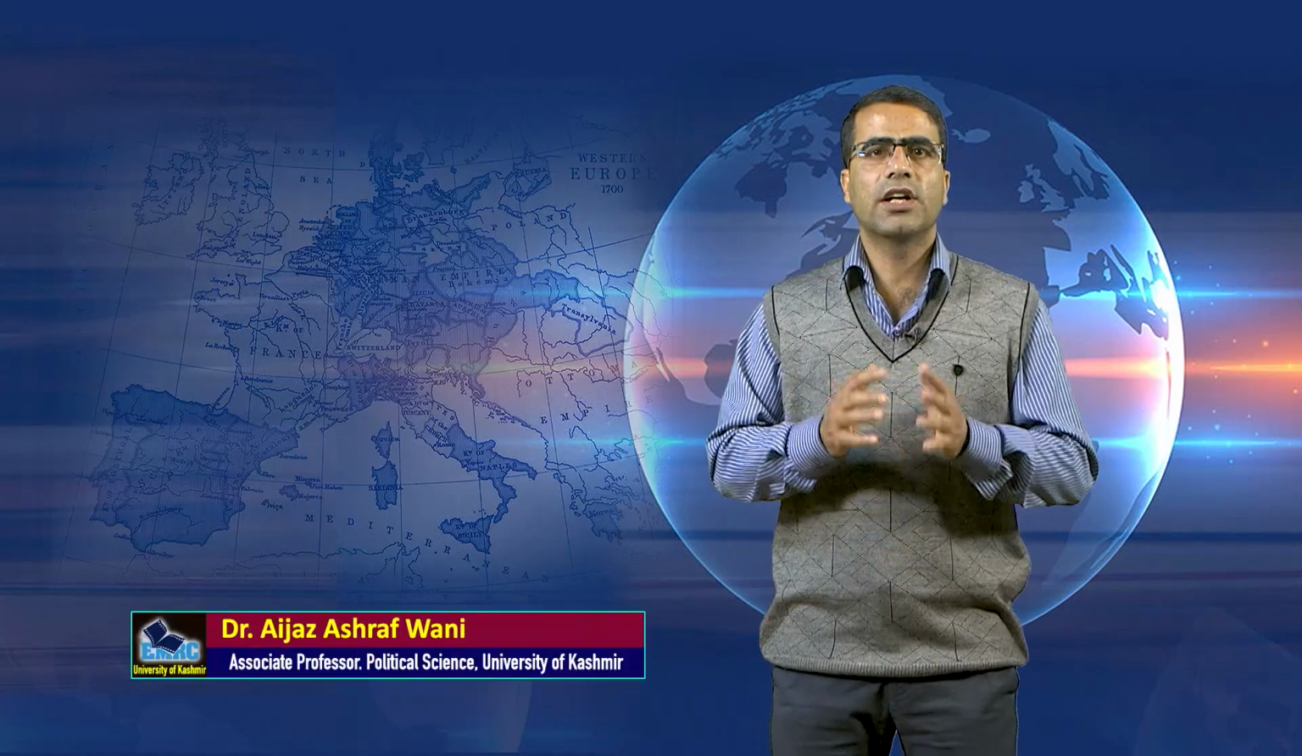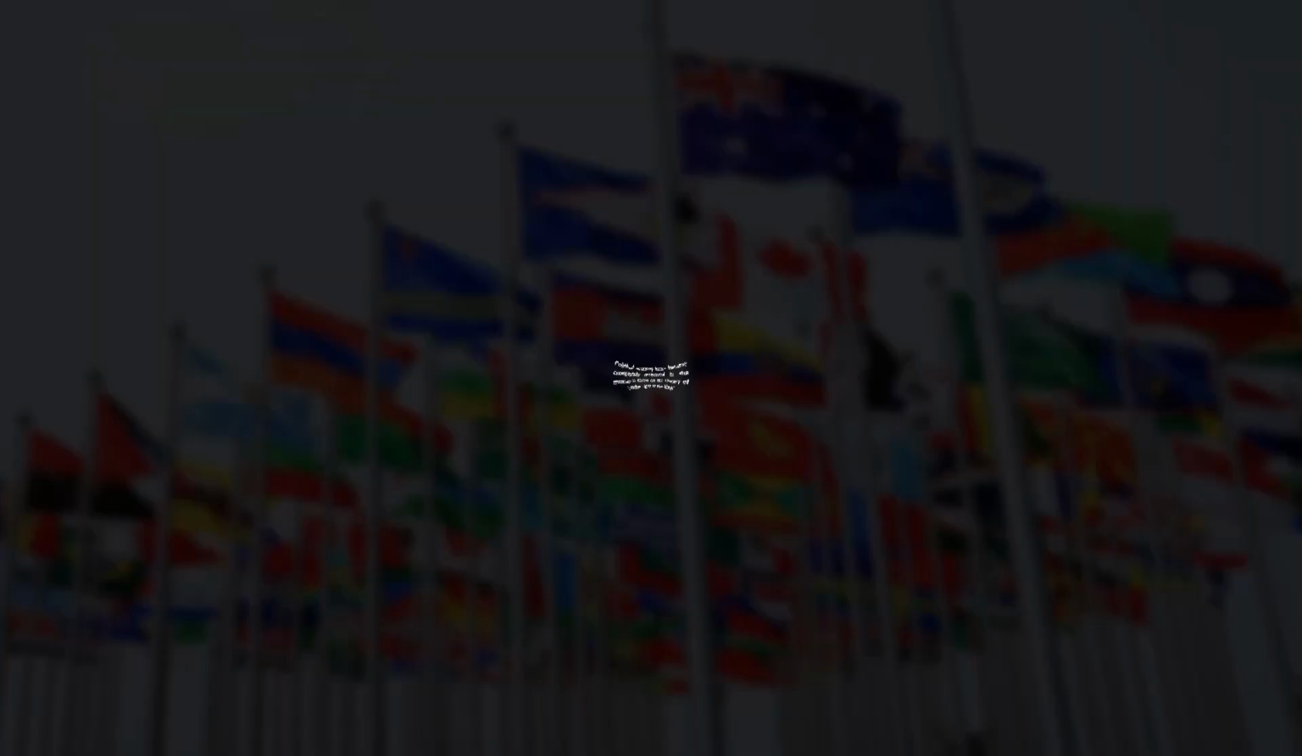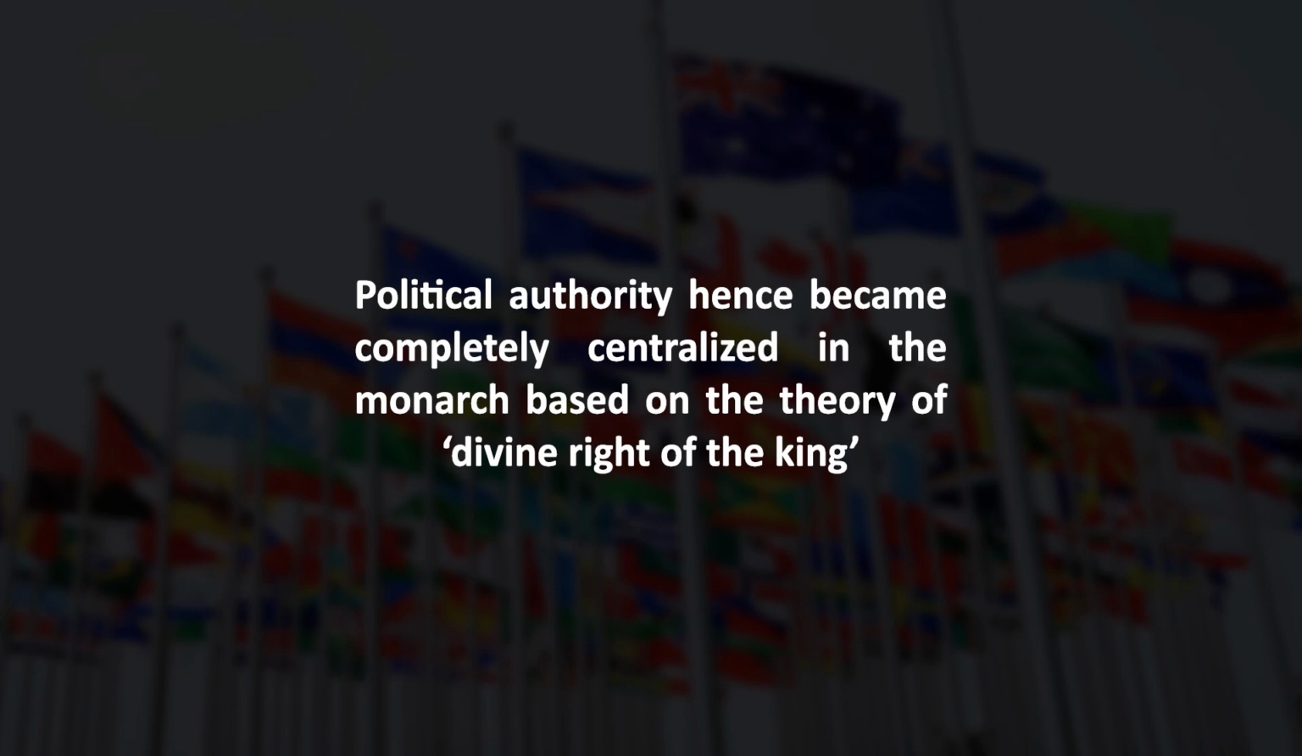This ensured that there was a bigger unified territory with a common system of law and order. This was to be led by a single unitary sovereign head, which came to be known as the absolutist monarch. Political authority hence became completely centralized in the monarch based on the theory of divine rights of the king. This meant that the absolutist powers of the monarch or king were justified on the ground that he derived his powers directly from God and therefore could not be questioned.